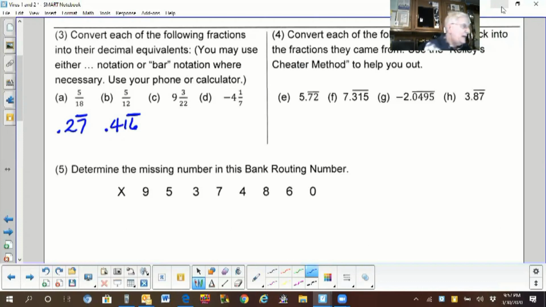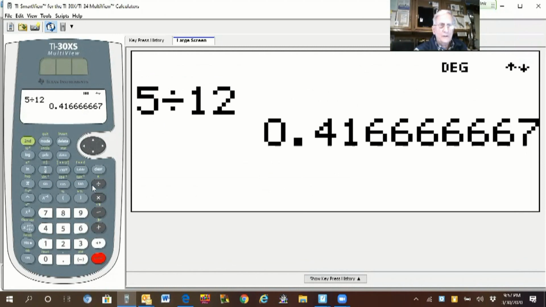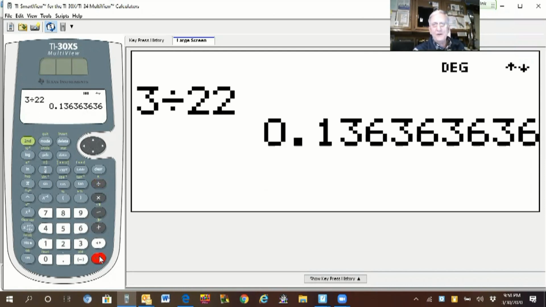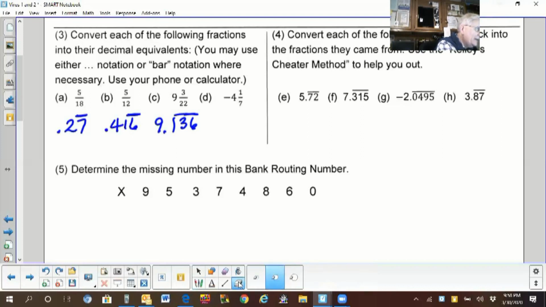Okay, let's go to C. I can put the whole number down, 9 point. And now on my calculator I am going to divide 3, let me clear it here, divided by 22. And when I do that, you can see I get 1 and then 3, 6, 3, 6, 3, 6, 3, 6. So it is 9.1, and then the 36s are repeating. Notice that the bar should not be over that 1, so let me erase that to make sure you don't get confused. The bar is only over the 3 and the 6.